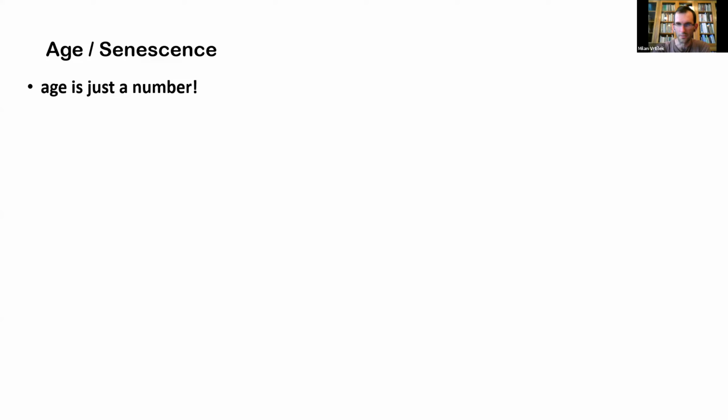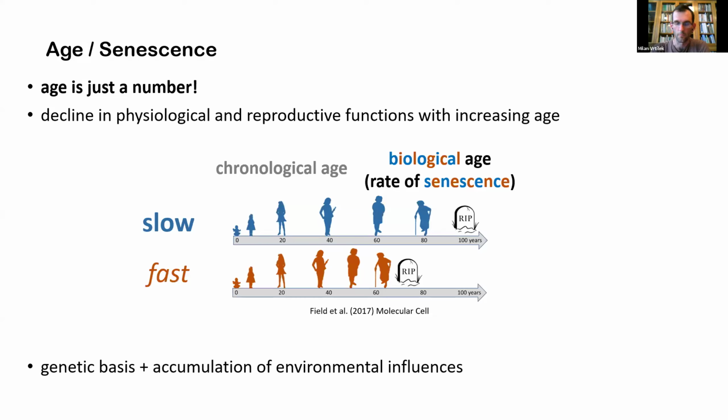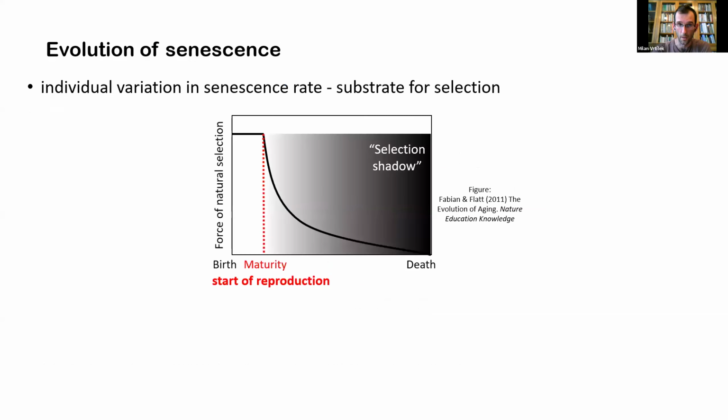So to me, age is just a number. Senescence then is the physiological decline that is related to age, that is happening in physiological and reproductive functions. It varies between individuals. It has a genetic basis, and partially is affected also by the environment. Chronological age is objective, but senescence is happening at a different rate between individuals within a population.